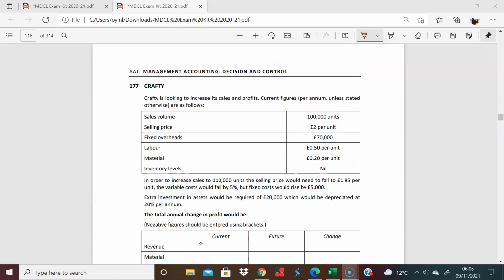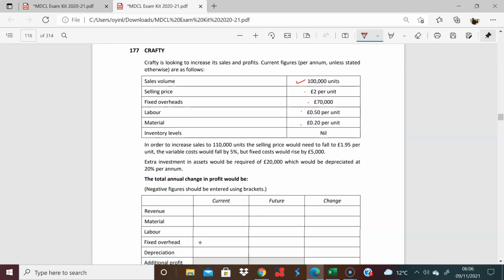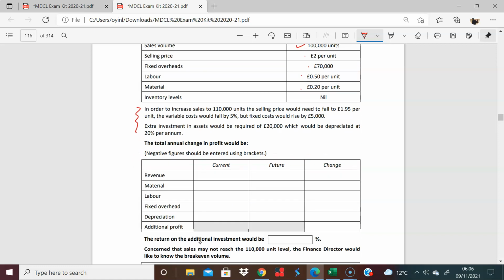So you have here the current volume, current selling price, these are the fixed overheads, and this you have your labor. Okay, right. So let's look at the current situation. Well, we have some information. We want to play around with a few things and see what happens. So we're just kind of creating that sort of change.